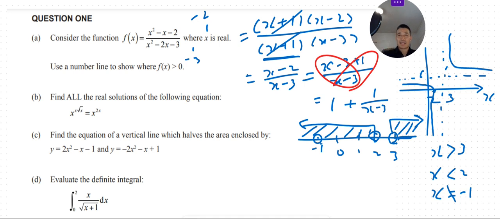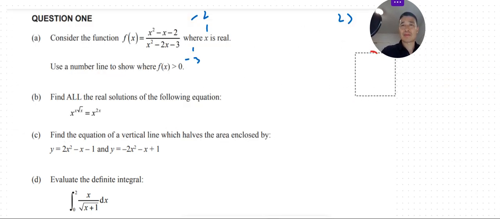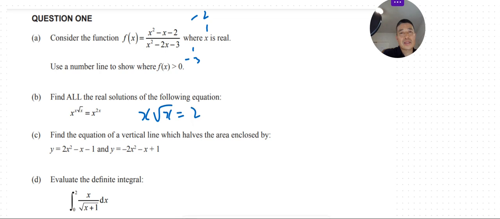Okay. All right, next let's do our question B. I have to rub this out. So that should be enough, right? Now, question B says x to the power of x square root of x equals x to the power of 2x. Simple question, I say. The base number, variable is x. So that means x square root of x should be 2x.